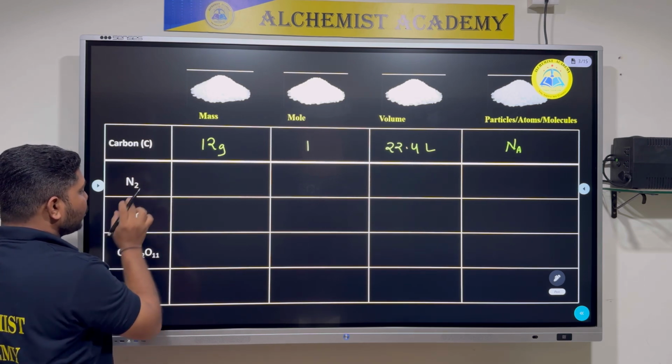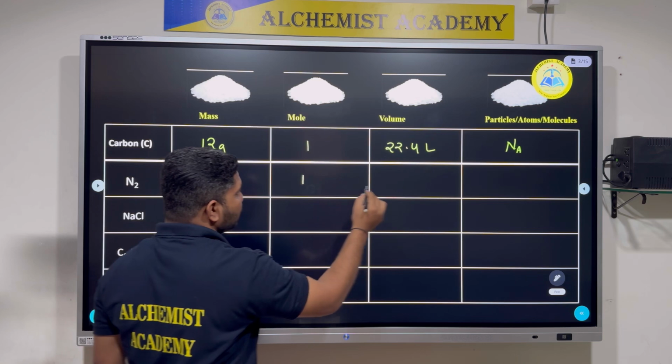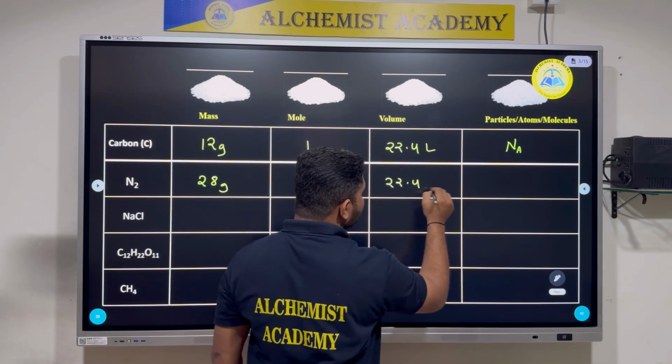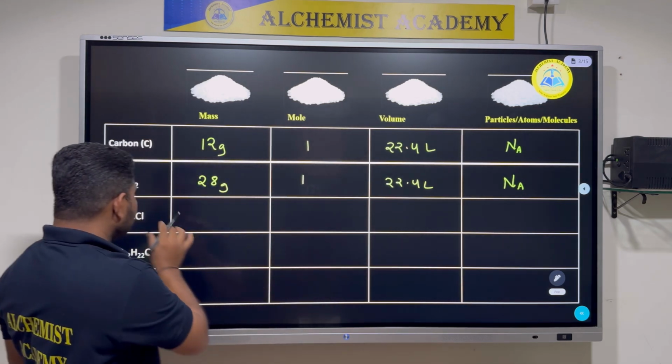What is the standard for nitrogen N2? We have already seen here, it is 28 grams, 1 mole, and this is 22.4 liters. This is N. Okay, next is NaCl.